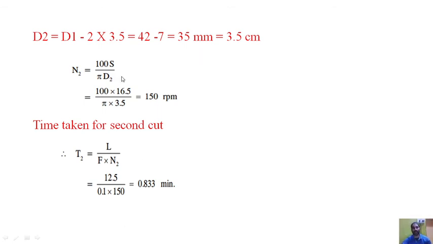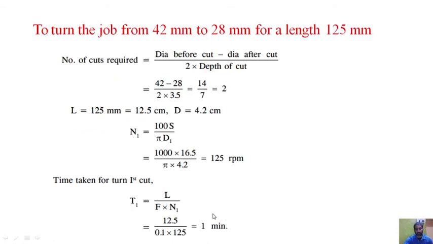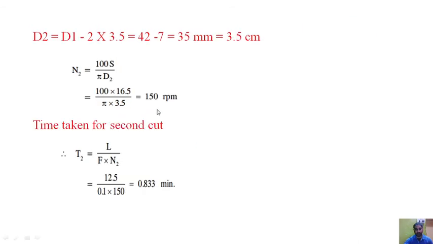Now the RPM will change because the diameter is changed from 42 to 35. So in second speed, you have to take the diameter as 3.5 here. The RPM will increase. You can see the RPM is 125 here. Now RPM increases to 150. So if the diameter reduces, the RPM increases and the time will reduce.